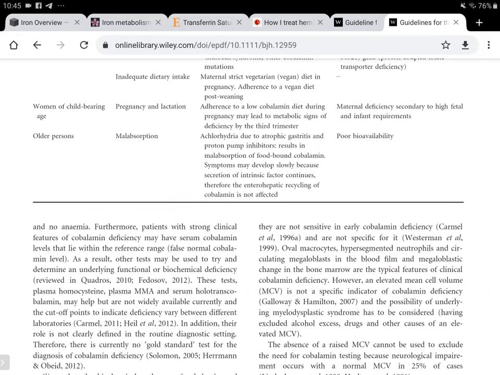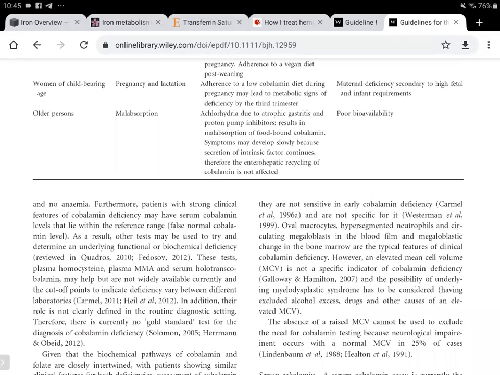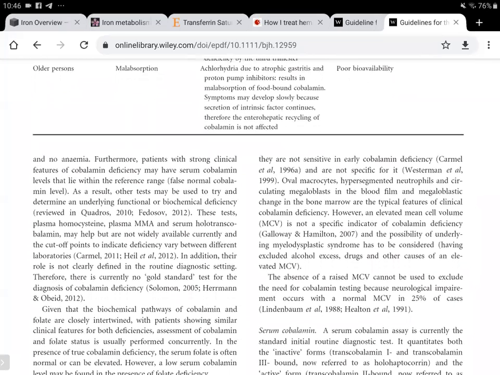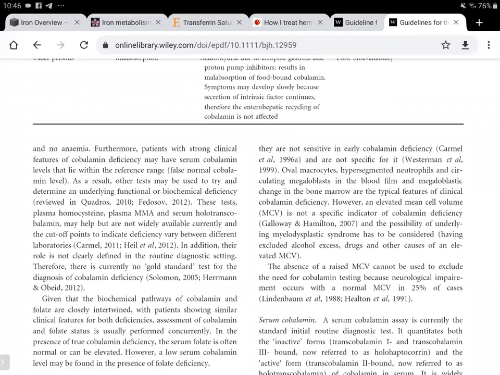So as a result, other tests may be used to try and determine an underlying functional or biochemical deficiency. These tests, the plasma homocysteine, methylmalonic acid, and the serum holotranscobalamin levels, may help but are not widely available currently, and the cutoff points to indicate the deficiency vary between different laboratories. In addition, their role is not clearly defined in the routine diagnostic setting. Therefore, there is currently no gold standard test for the diagnosis of cobalamin deficiency.